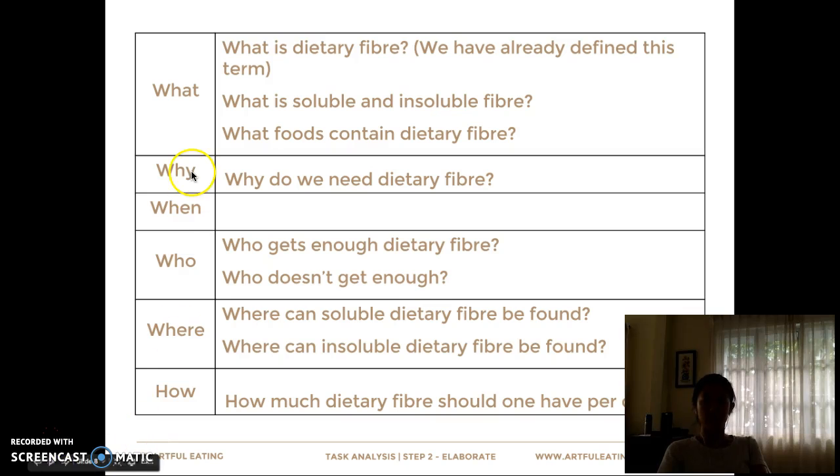So if we apply the 5 Ws and 1 H technique, these are the kinds of questions that we could come up with. For example, what is dietary fiber? You've already defined it. What is soluble and insoluble fiber? What foods contain fiber? Why do we need fiber? I couldn't think of any when questions, so I just went on to who, like who gets enough fiber, who doesn't get enough fiber, and then where can soluble fiber be found, where can insoluble fiber be found, and then how much dietary fiber should one have per day. Alright. So you can see just by using this technique, you can come up with quite a lot of questions.